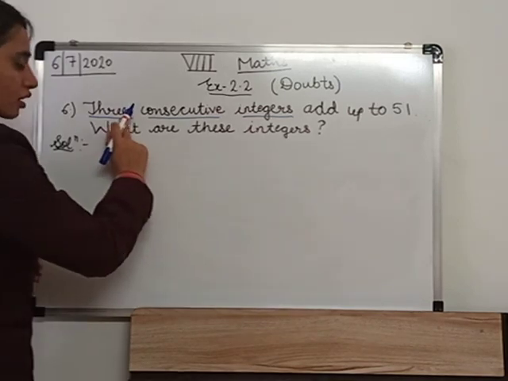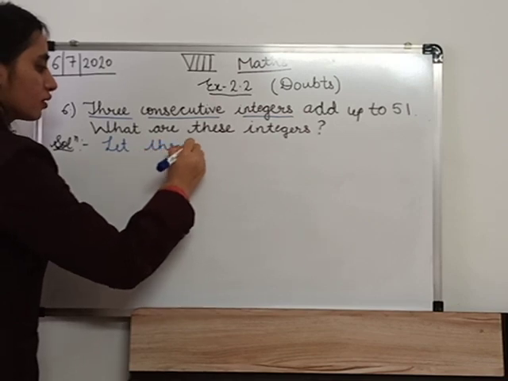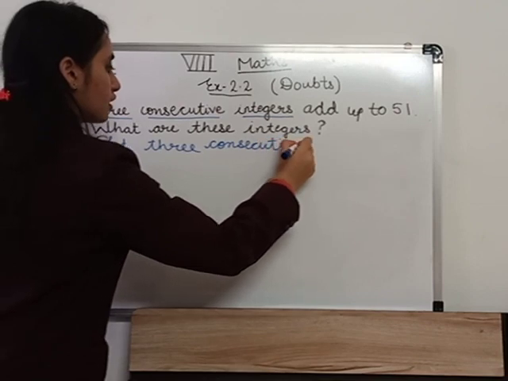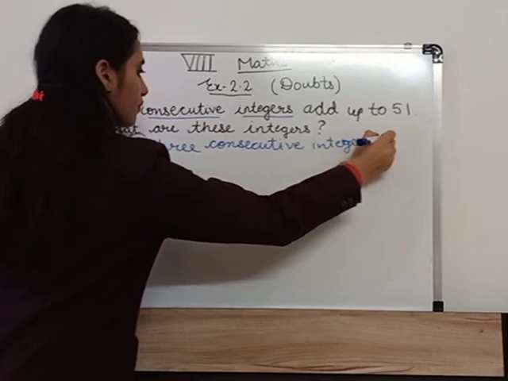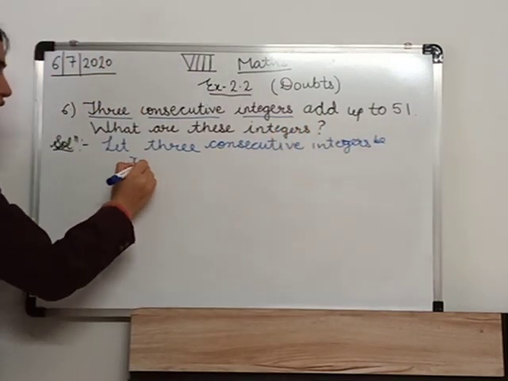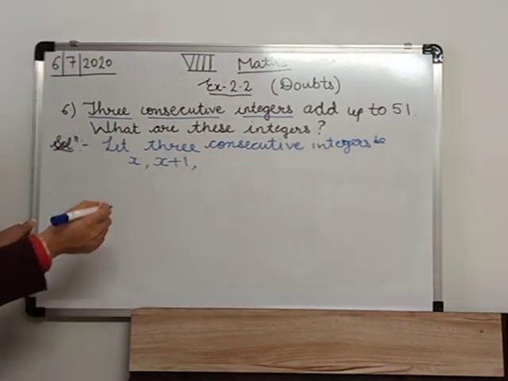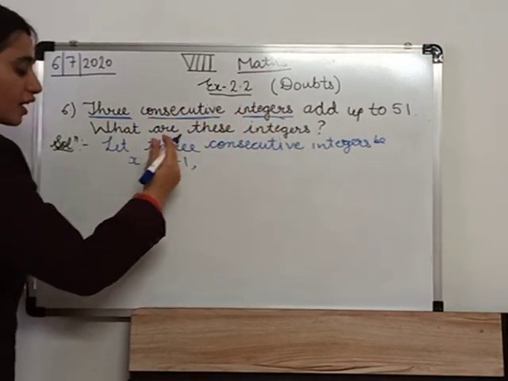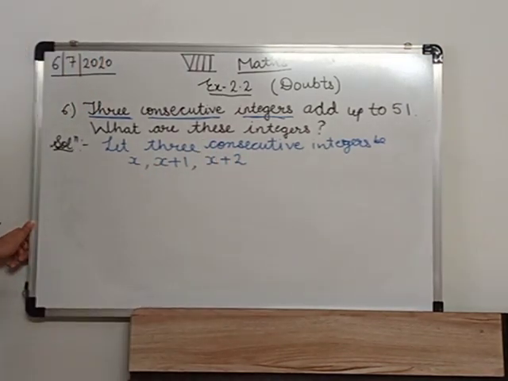So let the 3 consecutive integers be: first we take x, then after that we take x plus 1, because we have to take 3 consecutive integers. So x, after that x plus 1, then x plus 2. In continuity we have to take these 3 integers.